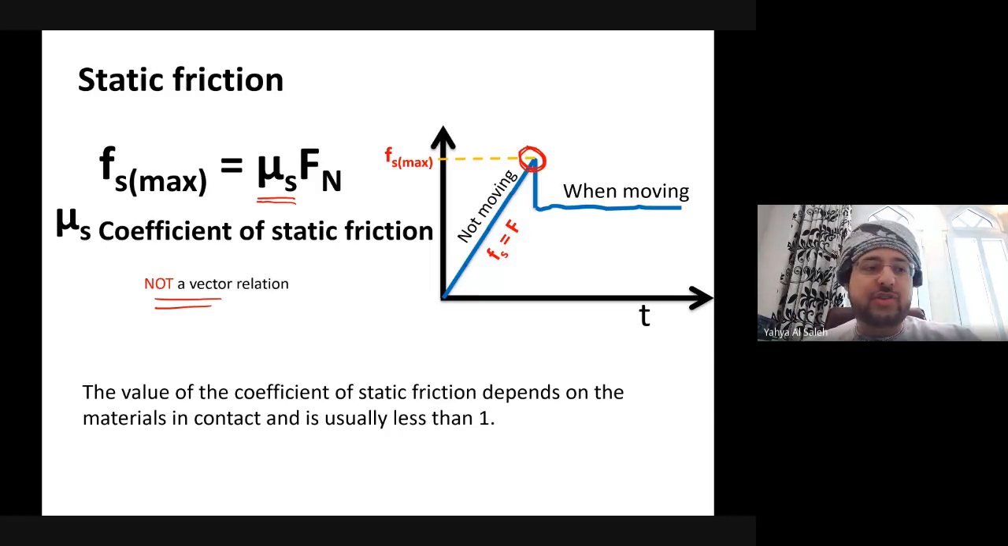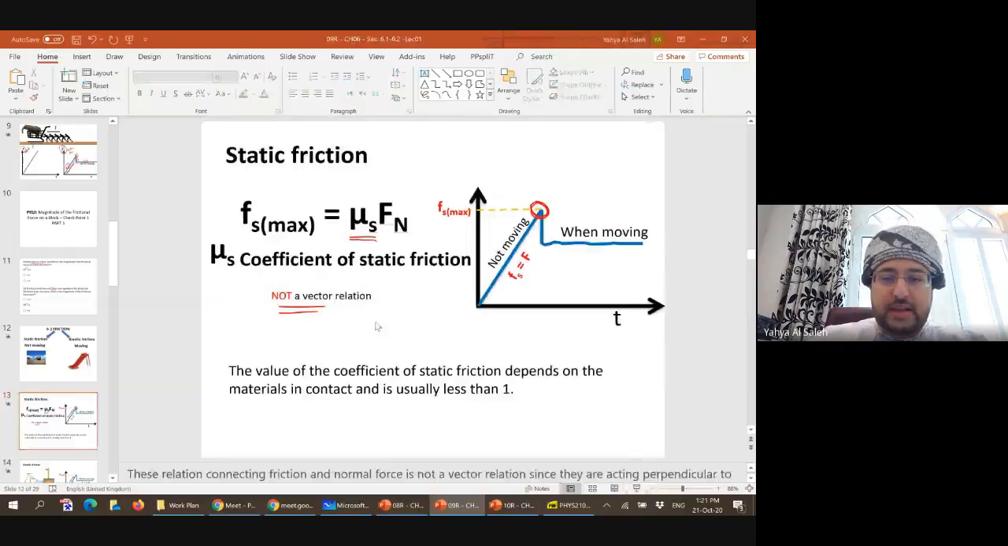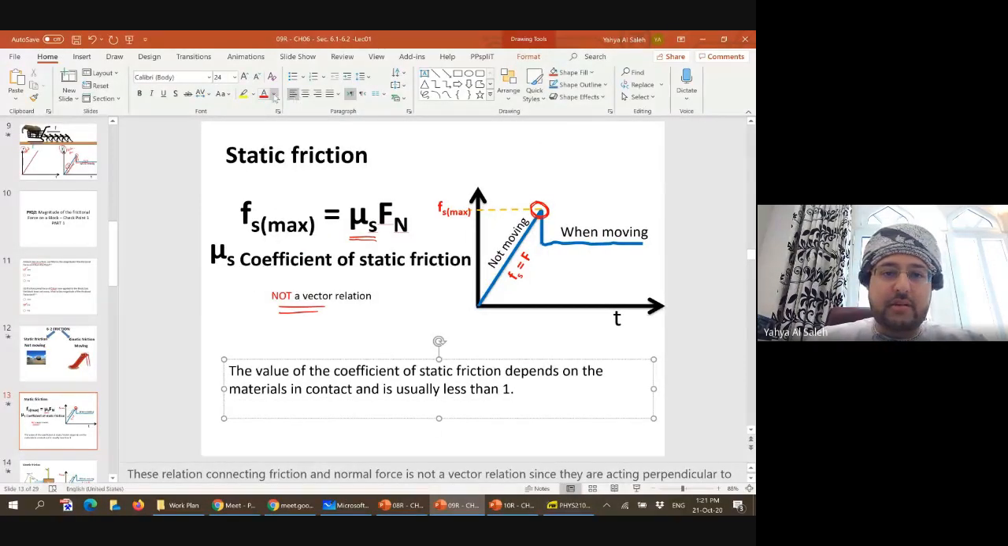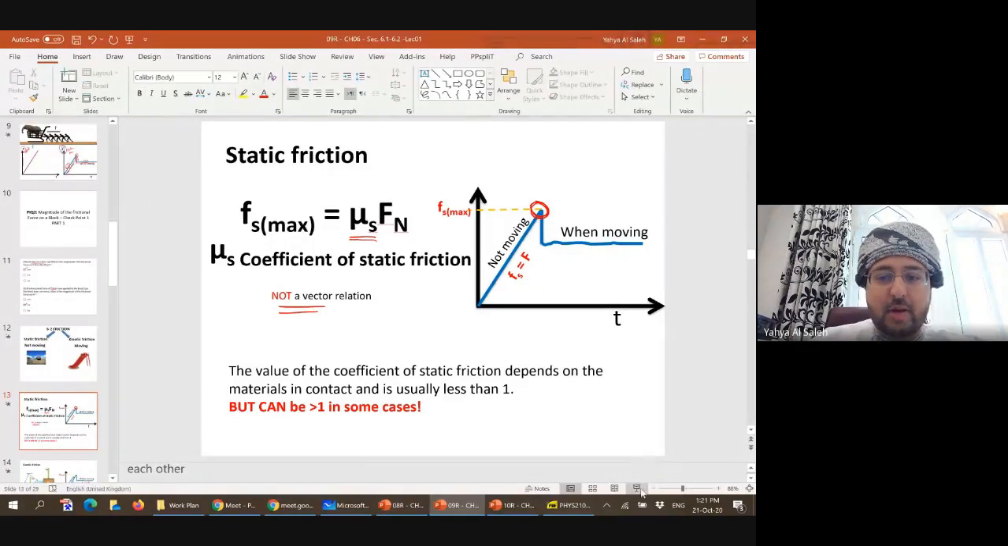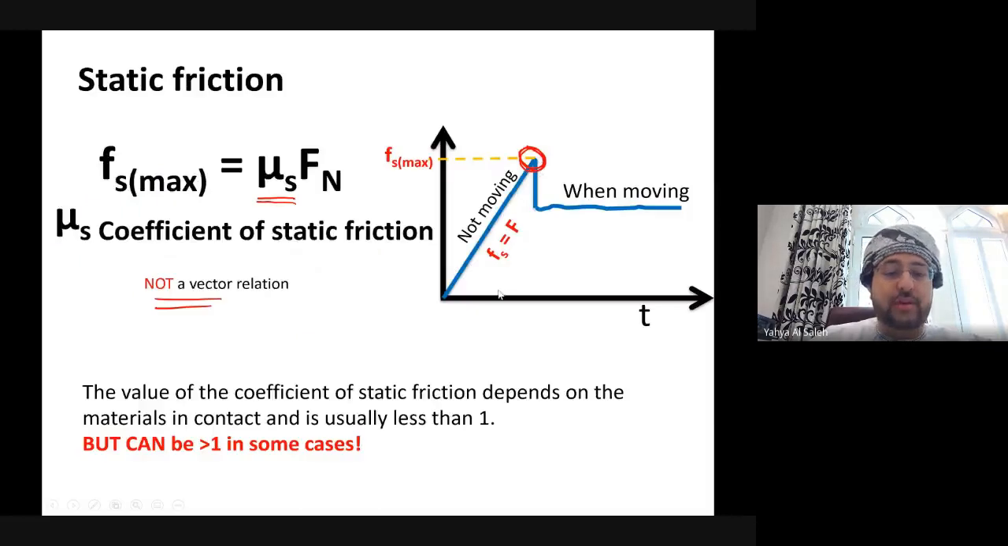Now, the value of this coefficient of static friction depends on materials in contact and is usually less than 1, but it can be more than 1 in some cases. So it doesn't mean that it cannot be more than 1. It's usually less than 1, but it can go more than 1.